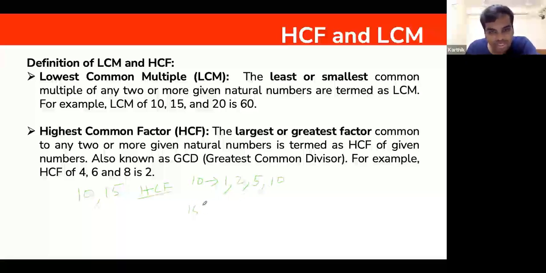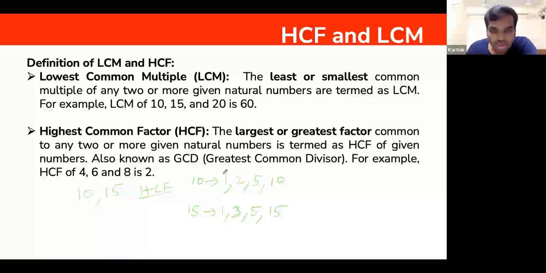Right? And for 15, what are all the factors? 1 into 15, then 3. 3 is a factor. 3 into 5 is 15. Right? Then 5 is a factor. 5 into 3 is 15. Then 15 is a factor. So 1, 3, 5, 15.